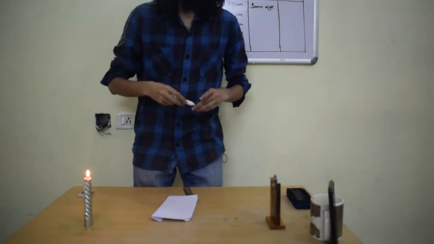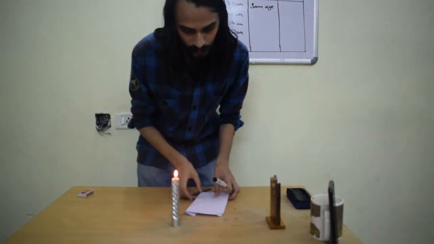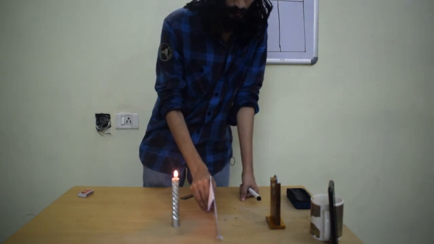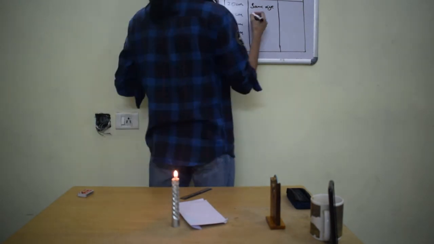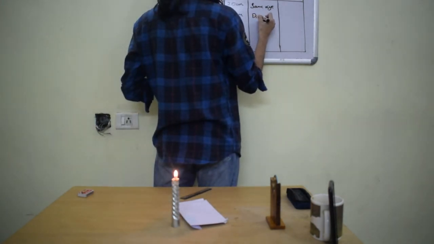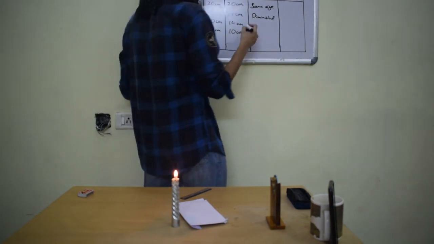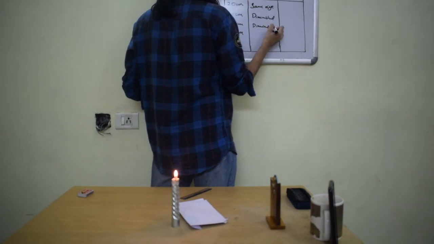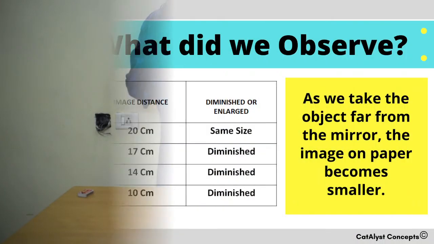But as it got closer, when I put it over here, you will notice that the image is slightly smaller, right? So I will say diminished. It's nothing but smaller, right? So as I made the candle go farther, the image kept getting smaller.